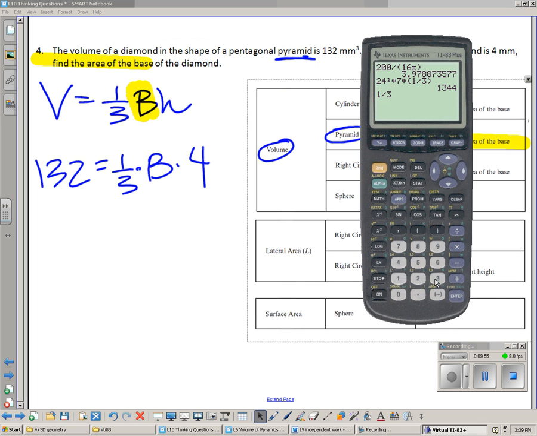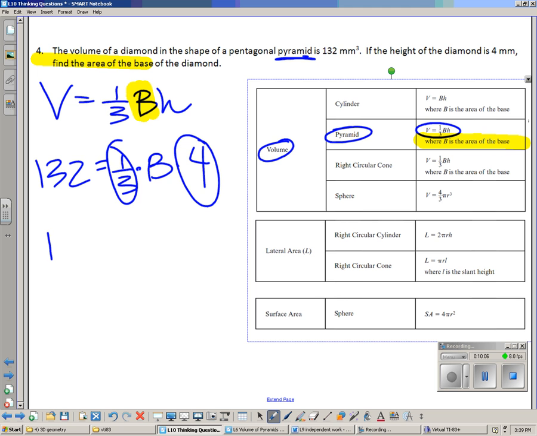1/3. Actually, let me put that in parentheses. It's a fraction. 1/3 times 4. And that gives you 1.3 repeating. So we know that this guy times this guy is 1.3 repeating times big B. And now we want to solve for big B. That's the area of the base. So we can divide by 1.3 repeating.